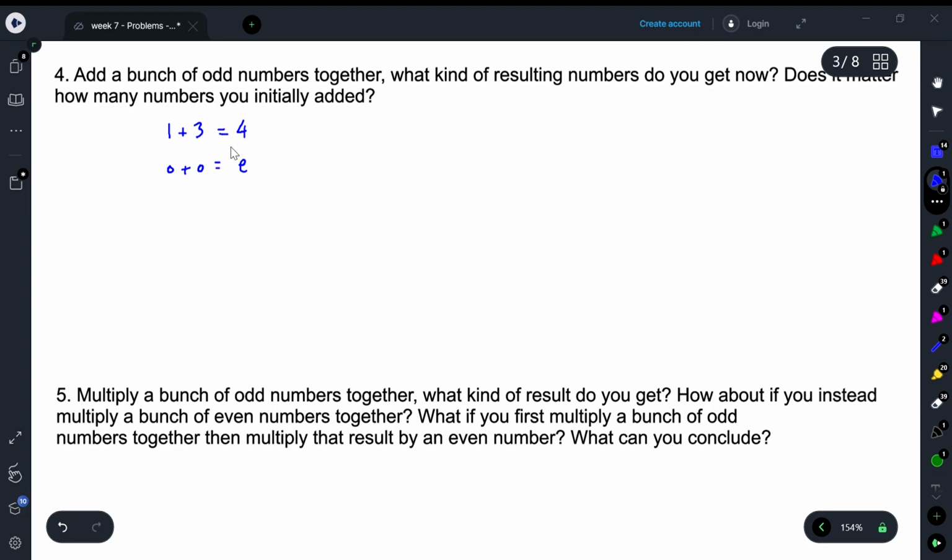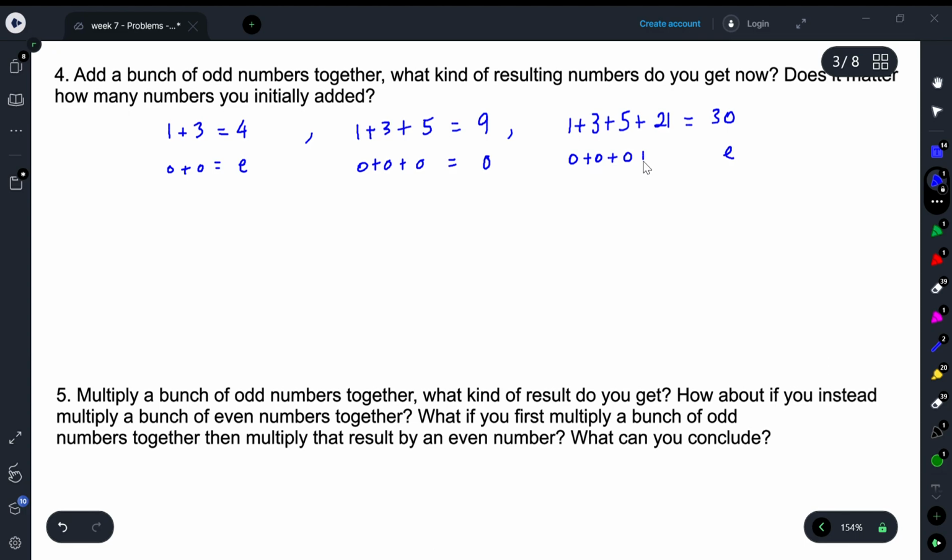Is it true? Well, what happens if we take 1 plus 3 plus another odd number? That is, if we take 3 odd numbers, what do we get? It's easy to see that we get 9 here, which is an odd number. So when adding odd numbers together, it appears that it matters how many odd numbers we're actually adding. Let's add now 4 odd numbers together. What do we get? 21 plus 9 is 30, which is an even number.